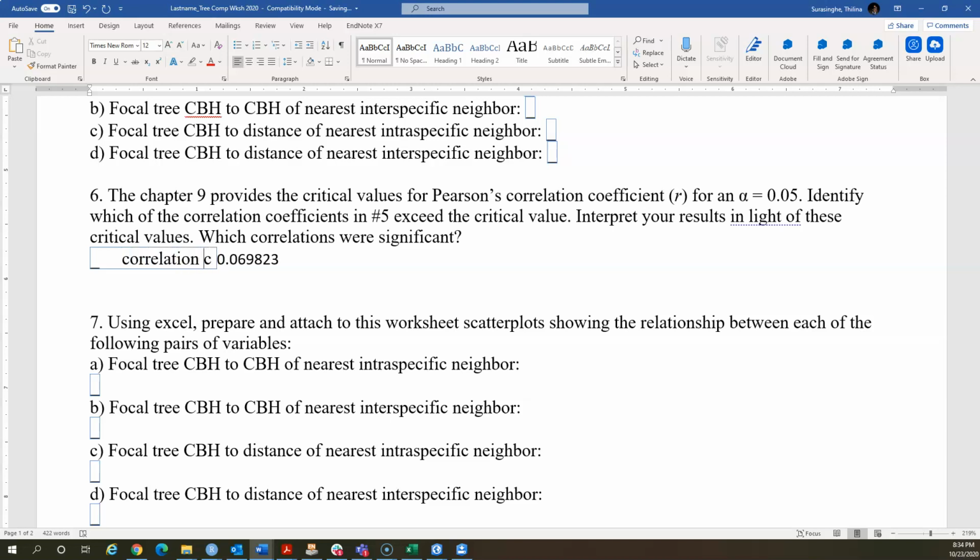Correlation coefficient between focal tree CBH and CBH of the same species is this, right?